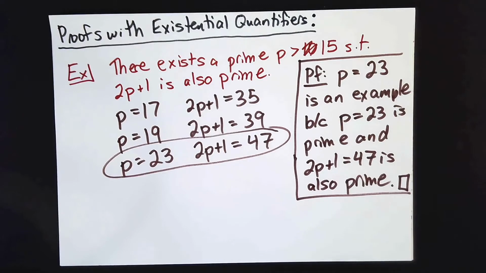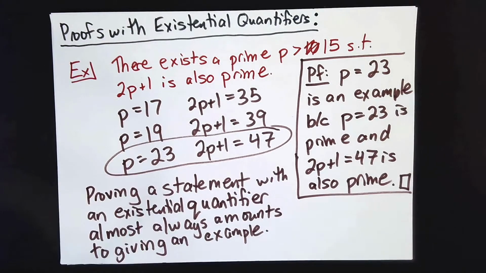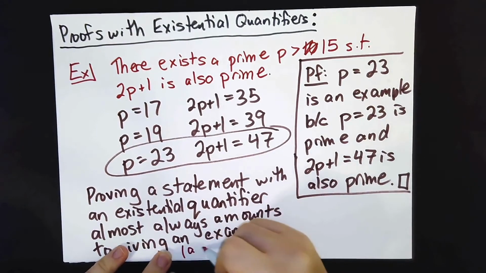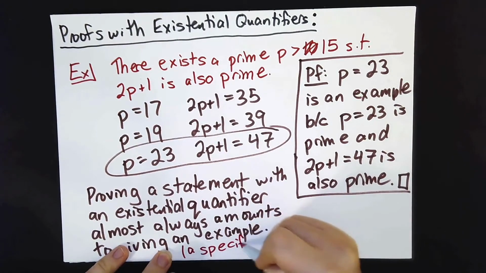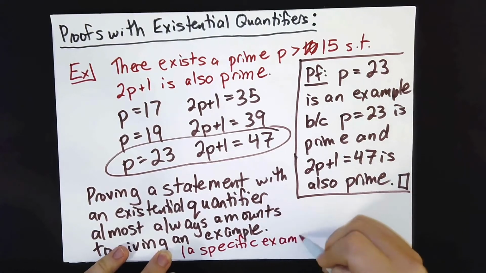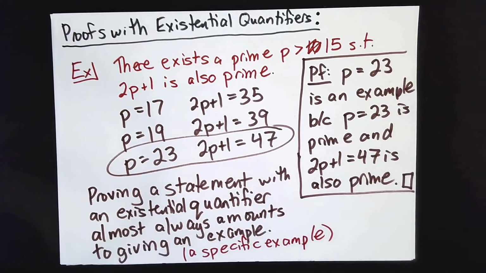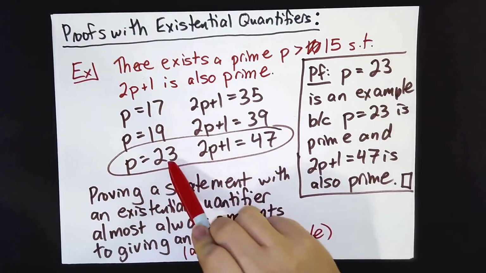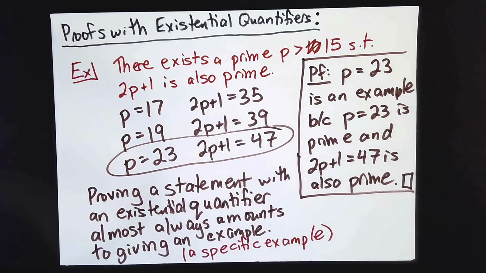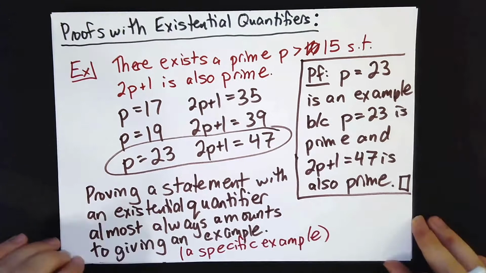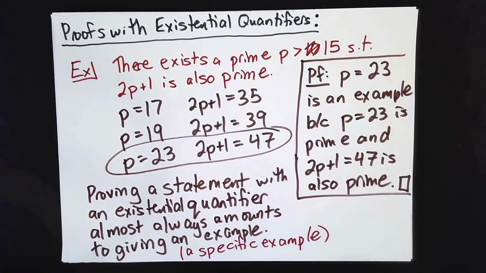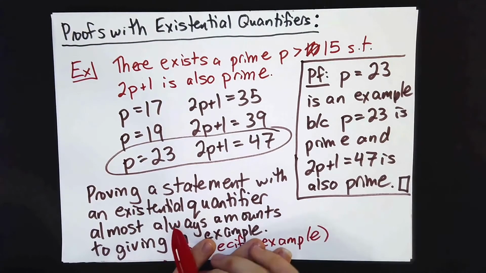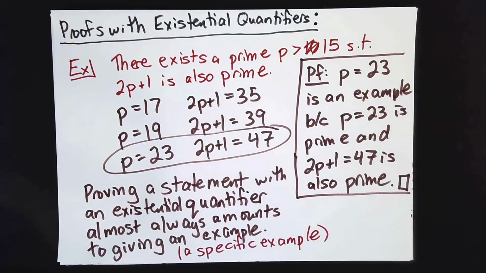So, summary: proving a statement with an existential quantifier almost always amounts to giving an example. And I should say it here, just to be explicit, I really mean a specific example. One specific example is enough to prove a statement about an existential quantifier. So in this case, writing p equals 23, that was plenty.